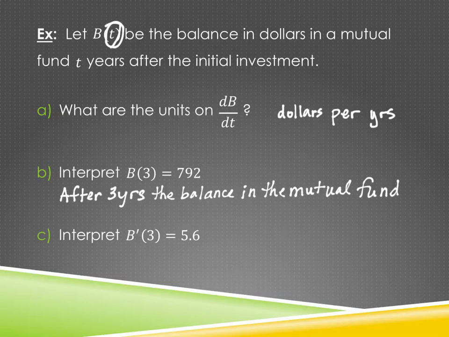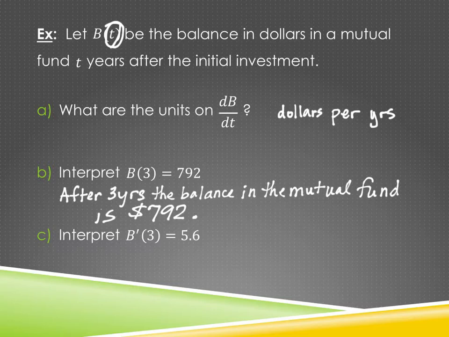That's the balance of the dollars, right? Yeah, so the balance in the mutual fund is $792. You do need the dollar sign on there. That's why I didn't write the word dollars earlier, because I knew I was going to write it later. So after 3 years, the balance is $792. Right? That's just like we did back in section 1.1.